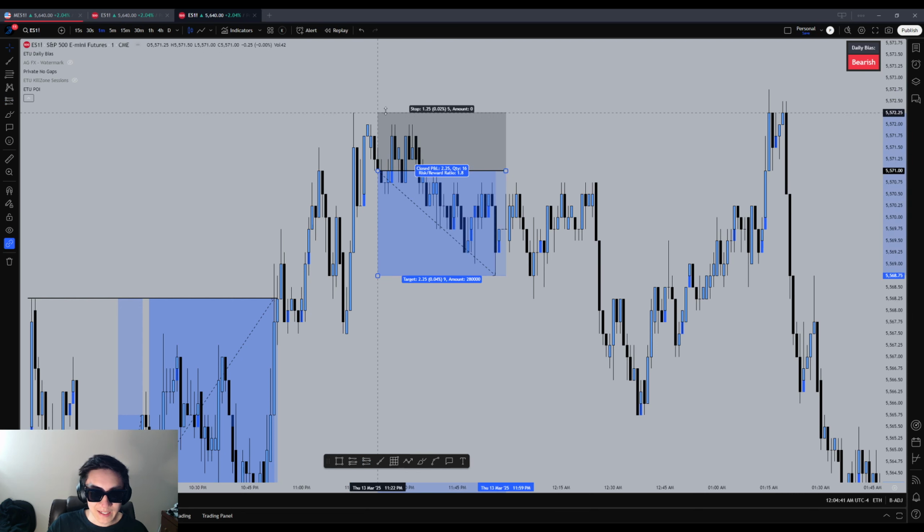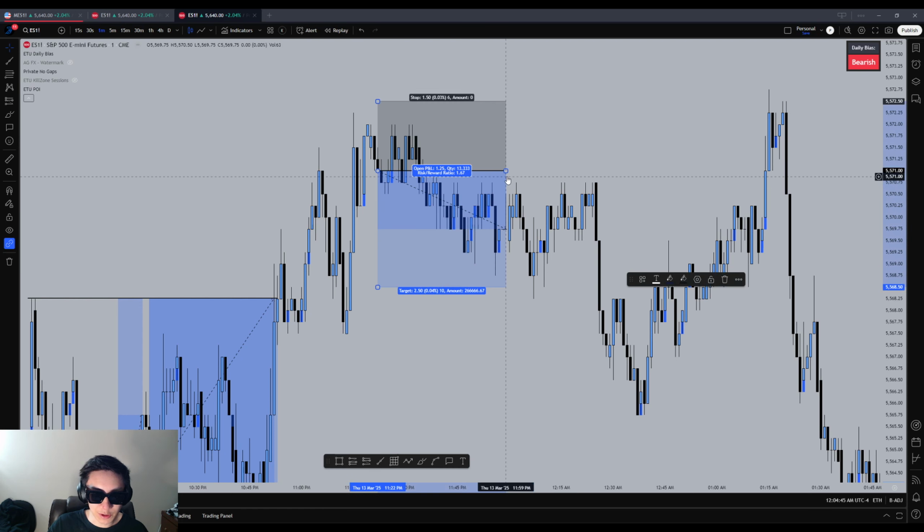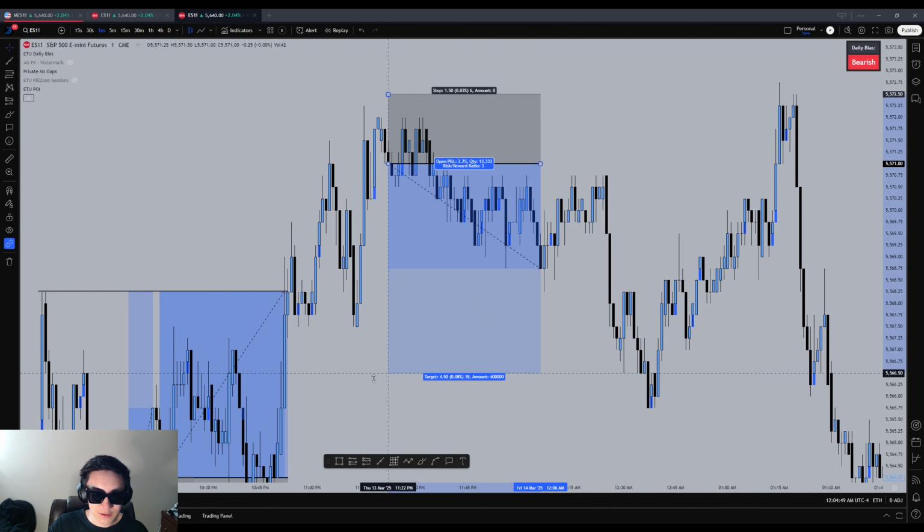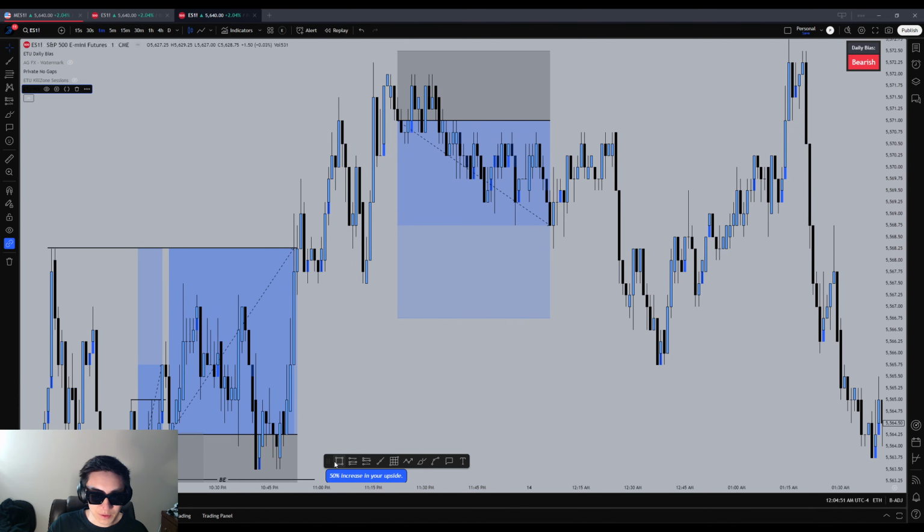Boom. Inverse fair value gap model here. You guys should be able to see it with your eyes. I should not need to mark it for you guys here. This is also very close here. Wow. Let's say you're targeting this PY here.